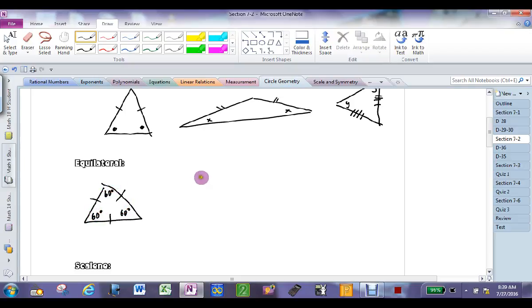So if I gave you this, does that look like an equilateral triangle? No, but is it? Yeah. Why? Because they're all the same. Because I marked them all the same. It's just like it's a perspective thing, right?